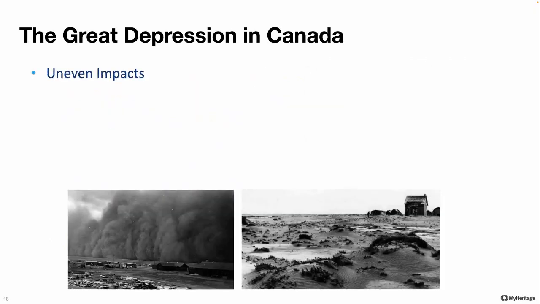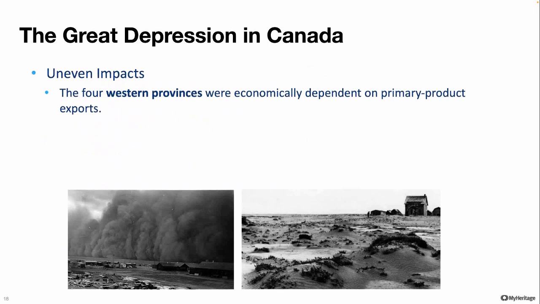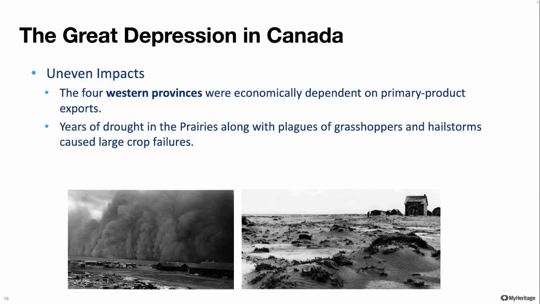The Great Depression also had uneven impacts. The 4 western provinces, referring to British Columbia, Alberta, Manitoba, and Saskatchewan, were economically dependent on primary product exports, as I mentioned a few moments ago. Years of drought in the prairies, along with plagues of grasshoppers and hailstorms, caused large crop failures.